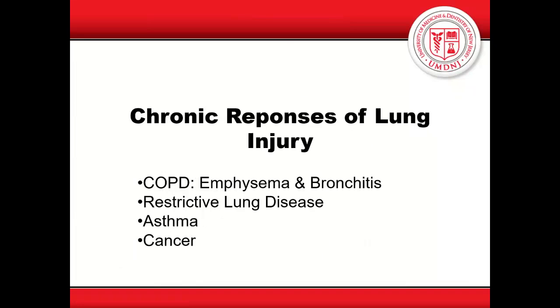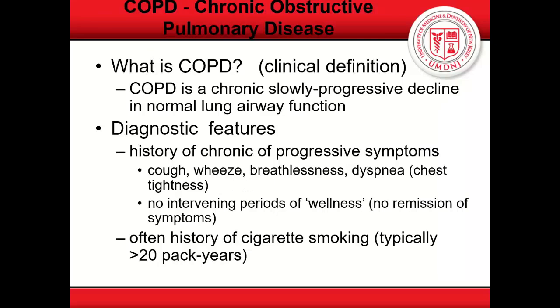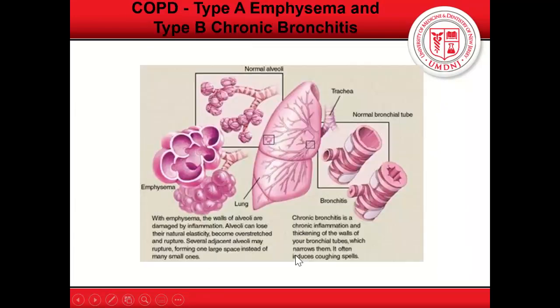Now, going from an acute lung injury, we discussed the chronic responses of lung injury. So know the obstructive pulmonary disease with emphysema and bronchitis versus restrictive. Then we talked a little bit about asthma and the different types of cancers. So again, know the difference between obstructive lung disease versus restrictive lung disease, and what the clinical definition of an obstructive lung disease is, its features, its progression, and the pathological consequences, primary and secondary.